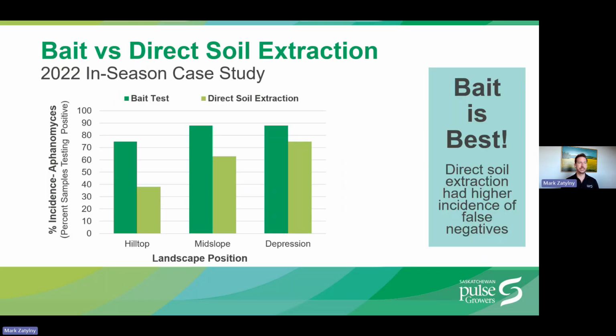So this is a bait test versus a direct soil extraction that we did a case study on in 2022. You can see from the 3 different sampling locations, the bait test all showed that there was more infection than the direct soil extraction showed. So that does show that there is a higher incidence of false negatives when just using the soil extraction method, due to how difficult it is to work with Aphanomyces oospores in the soil.